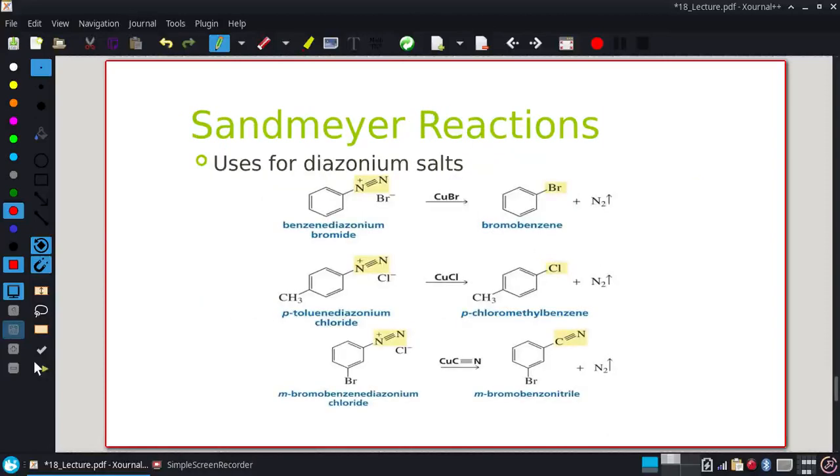Now, once we've made the diazonium salts, and we can make them from any aniline, so if we can make the aniline, it doesn't matter what other groups are on there. But all of the nucleophiles we're going to see here typically have copper 1 in common. So copper 1 bromide, copper 1 chloride, copper 1 nitrile. And what's attached to the copper is what gets attached to the ring where that diazonium salt was.